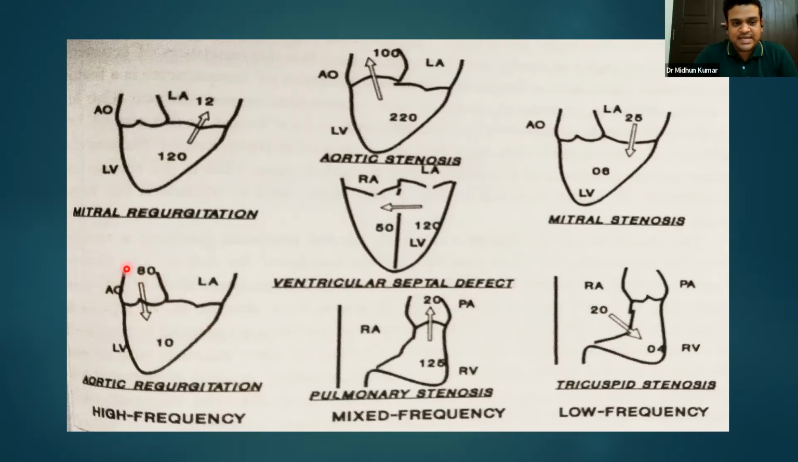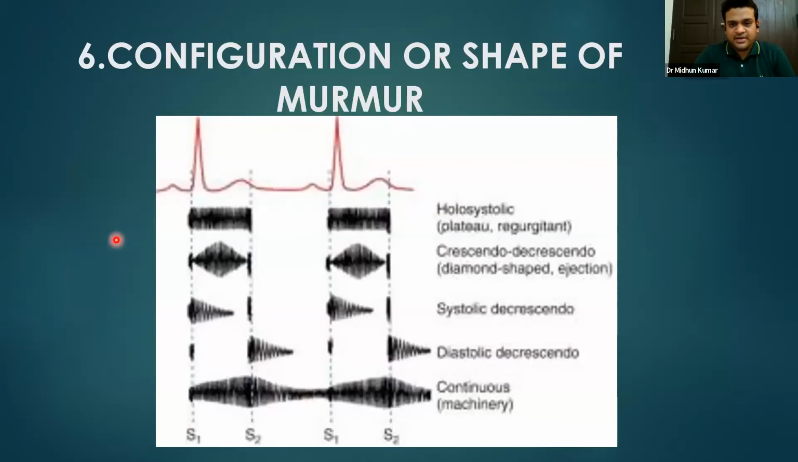That's why the aortic diastolic pressure is 80 and the LV diastolic pressure is 10. In tricuspid stenosis, it's between the RA and RV, and in mitral stenosis, it's between the LA and LV. So whenever you auscultate any murmur, it indirectly implies that there exists a pressure gradient, which may be normal or abnormal. Then coming to configuration.